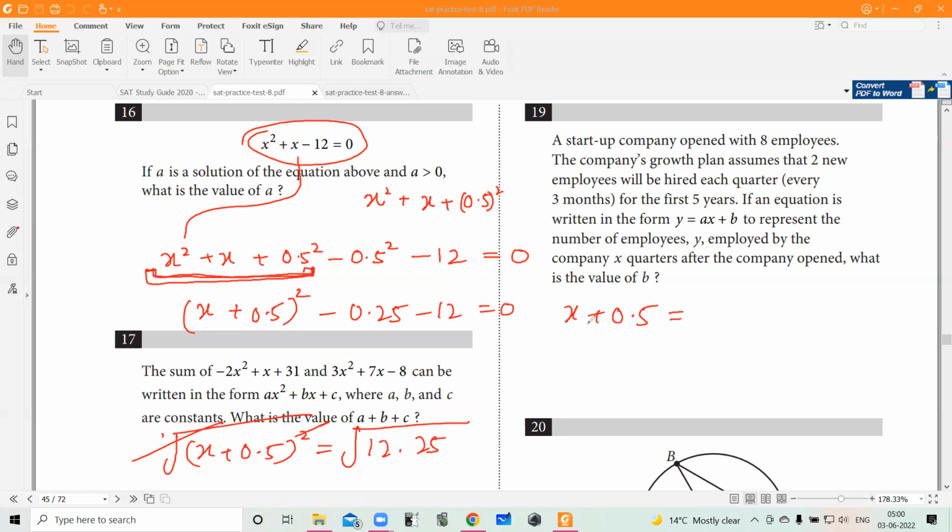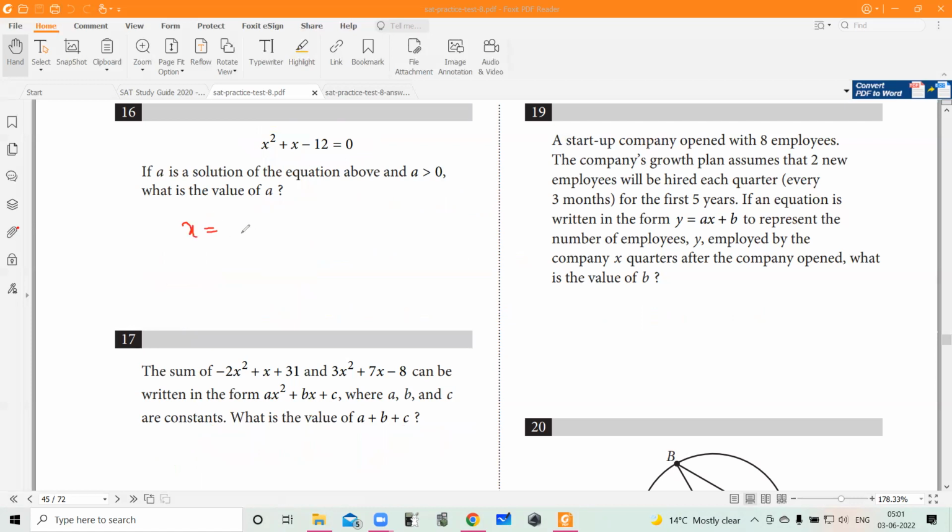Well, this is a problem here. x plus 0.5 equals the square root of 12.25. It's 3.5, since 3.5 times 3.5 is 12.25. Okay, so x is equal to 3. That's okay, but if we don't know the square root of 12.25, we are stuck, isn't it? So which method should we use here instead of completing the square? The quadratic formula. Great, so can you try that?